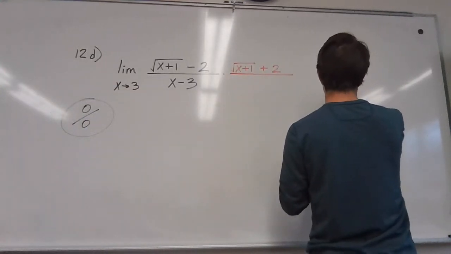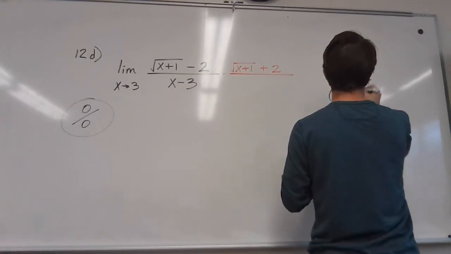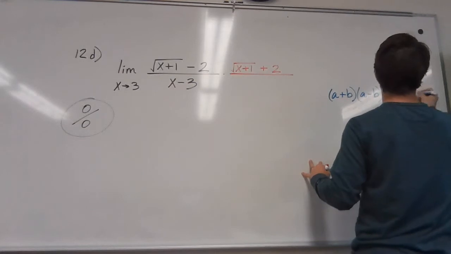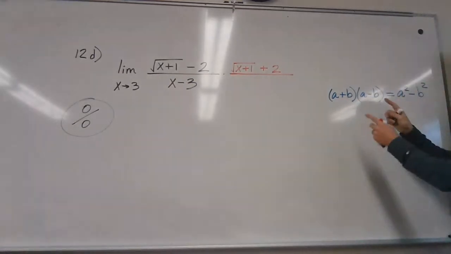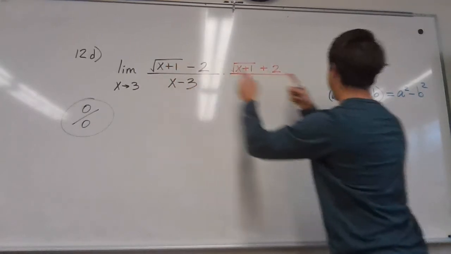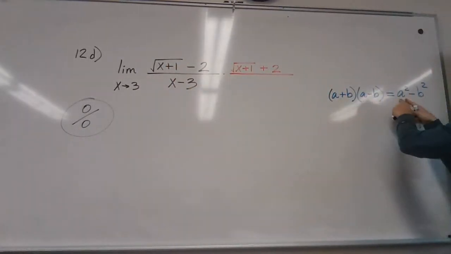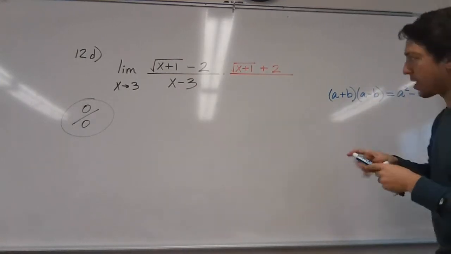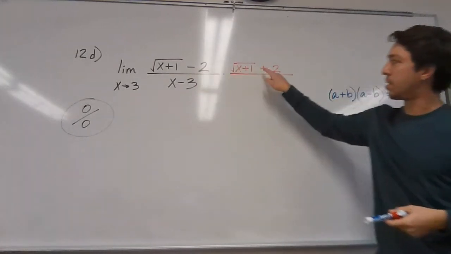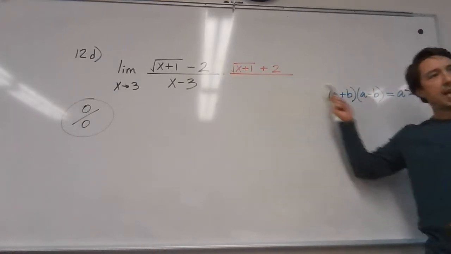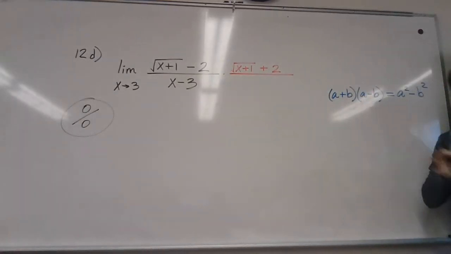I really want to use the fact that a plus b times a minus b will give me a squared minus b squared. So the goal is to make sure that these two things are exactly the same, like a, so that the a squared won't have a radical in it, won't have that square root symbol. So that's where the minus changes into a plus, between the two terms.